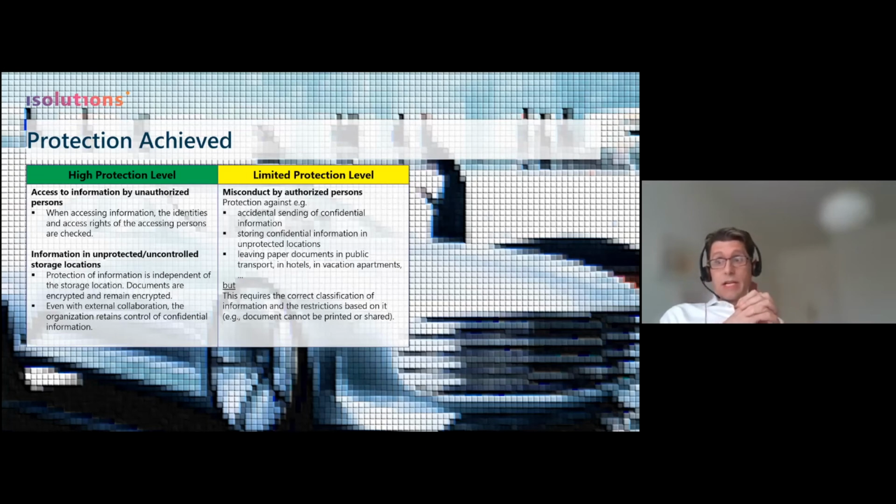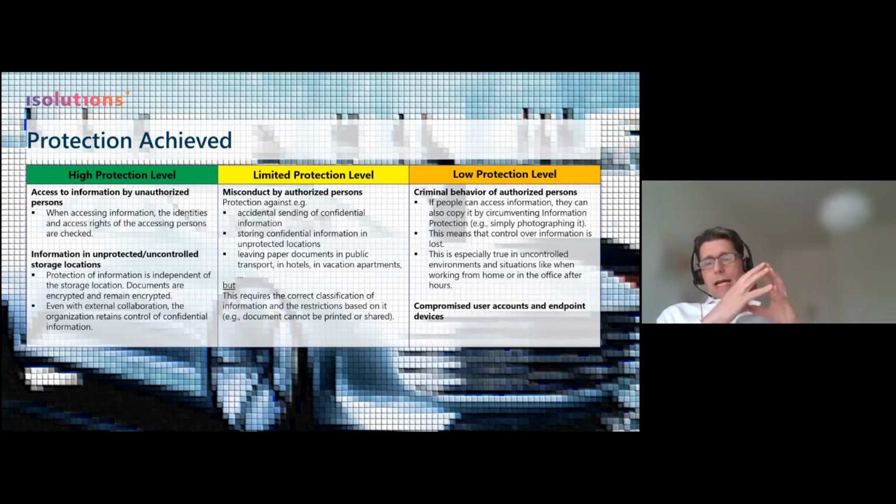We have limited protection against misconduct of authorized persons, like accidental sending or storing of confidential information, or against leaving paper documents in public transport and hotels, because this requires the correct classification and there's always human error. We have technical and organizational ways to support users, but in the end, there are some limitations. And there are areas where we have low protection level.